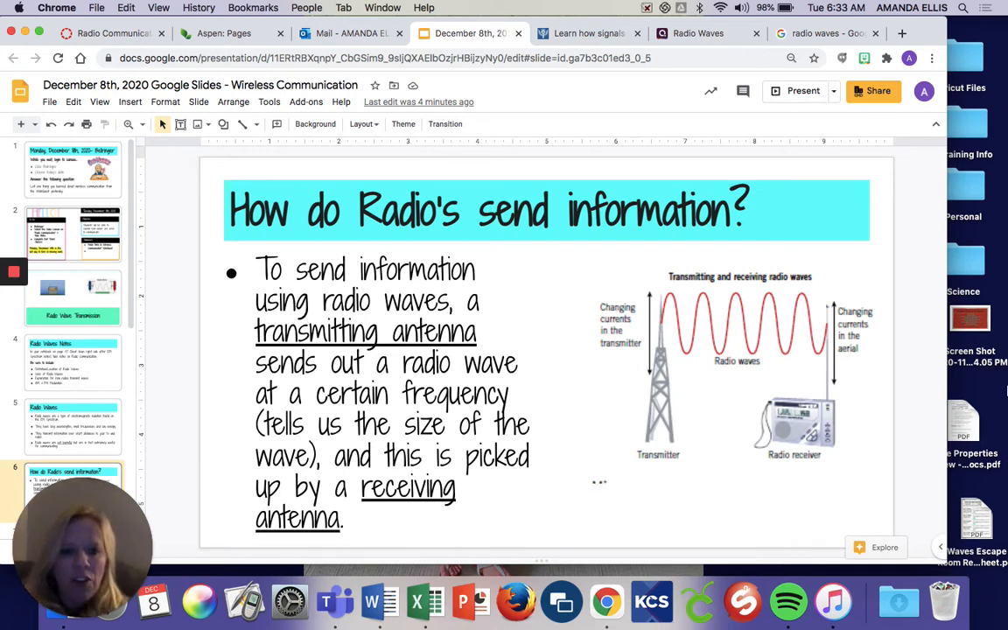So if you see this picture over here, this is a good picture to include in your notes. You see that there's a transmitter. What transmitters do is they have something in them that causes them to change the current and the frequency at which it's sent out. So those waves are transmitted through the air. And then a radio receiver actually picks it up, and that's why you're able to hear sound. So these radio waves are coming out of a transmitter. Your radio is receiving it and picking it up, and then you're able to hear what is on the radio.